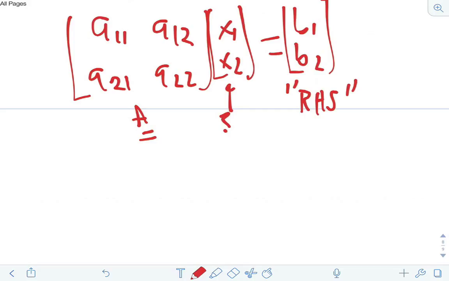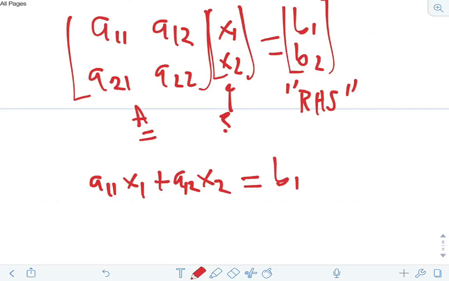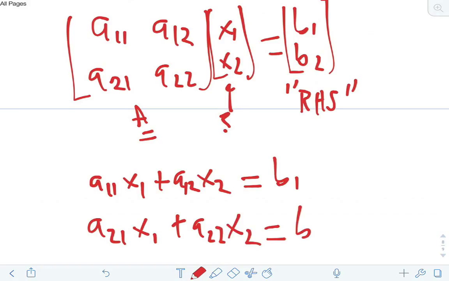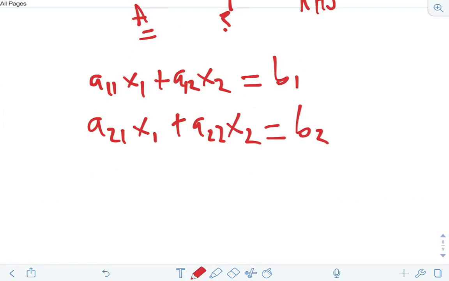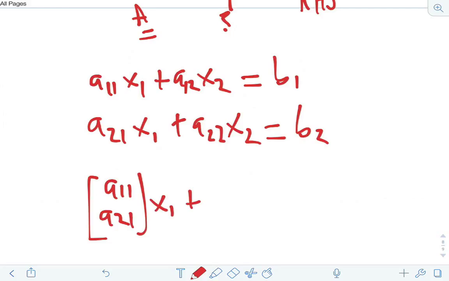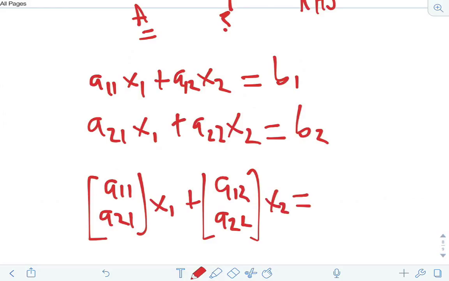So this system looks something like this. We have two equations, a11 x1 plus a12 x2 equals b1, and we have a21 x1 plus a22 x2 equals b2. I'm going to write this a slightly different way. I'm going to write this as a11, a21 as a column vector, times our unknown x1 plus a12, a22 times x2 equals our column vector b1, b2.